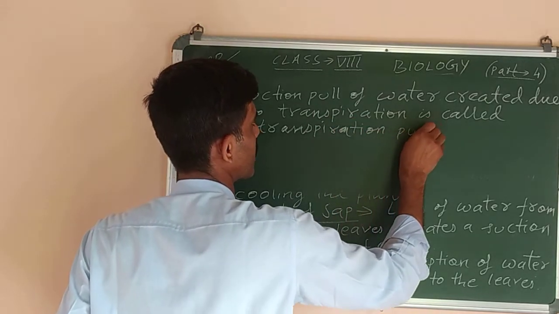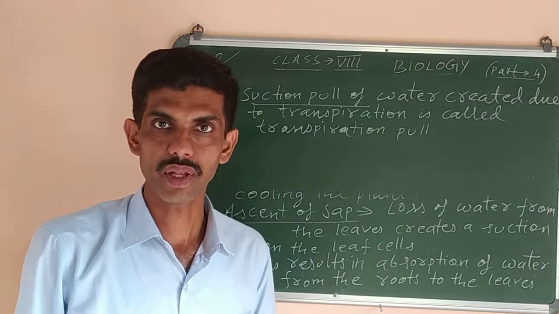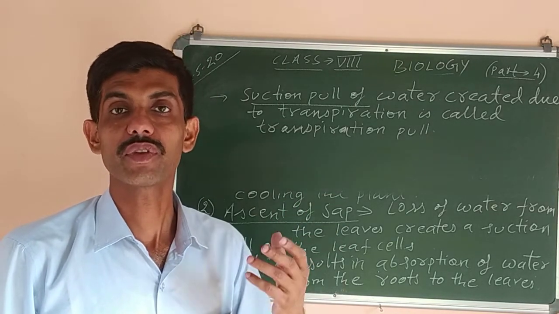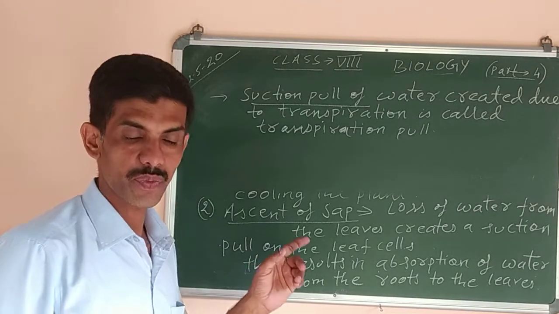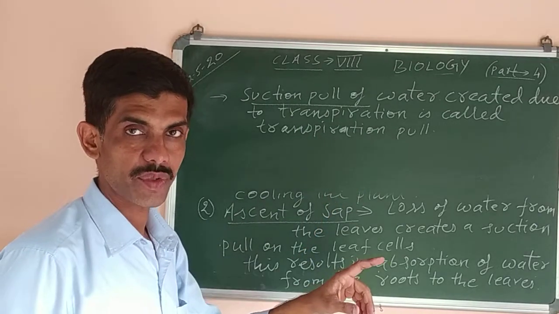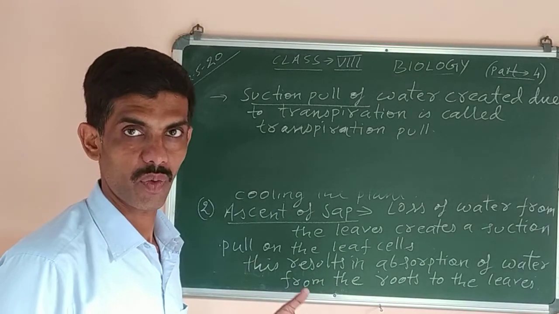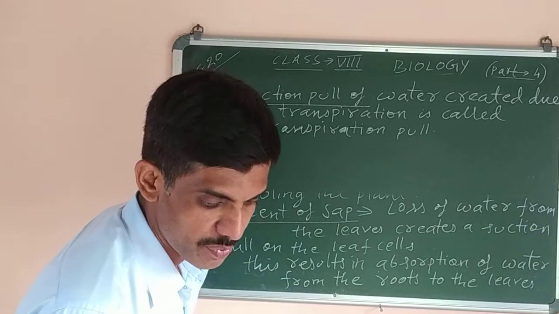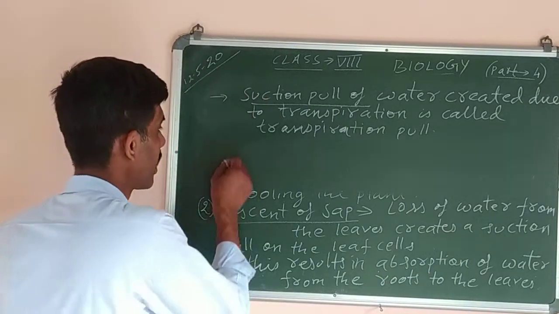Okay, what is transpiration pull? The suction pull of water which is created due to loss of water from the leaf surface, that is called transpiration pull. And transpiration pull is one of the factors responsible for the ascent of sap. Okay, so this pull extends from the leaves to the stem, from there to the roots, and indirectly from the soil, the water and the minerals are absorbed to the root hairs. So this pull extends up to the roots, causing the roots to absorb more water from the soil.